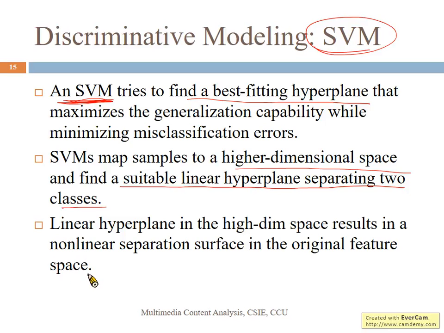So these were all introduced before. This part is the kernel trick, right? You can use the kernel trick to transform the original data to higher dimensional data, and you find a linear classifier in the high dimensional space. And then when you go back to the low dimensional space, this linear classifier becomes a nonlinear classifier.